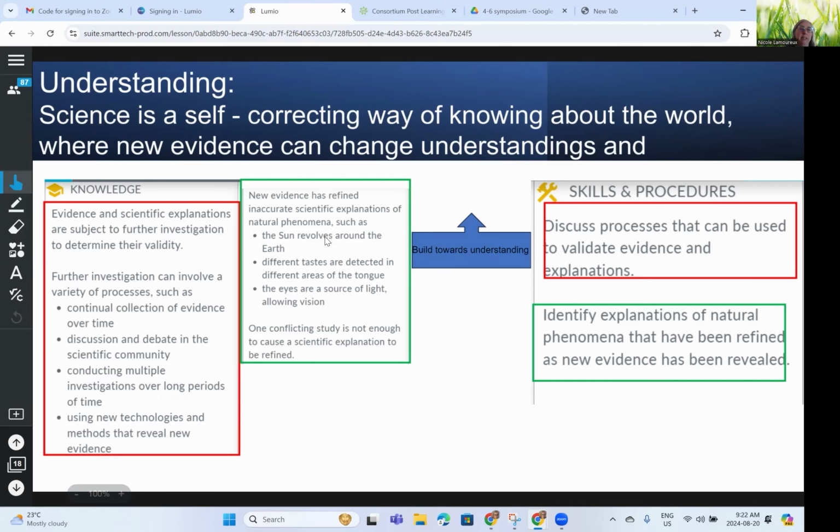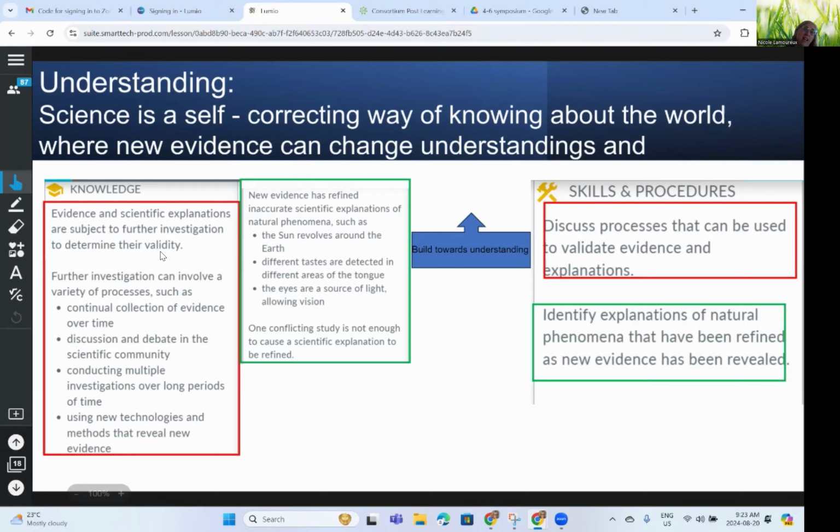Students, the other cusp is that students understand that science is a self-correcting way of knowing about the world, where new evidence can change our understandings. So if we look at the skills and procedures here, discuss processes that can be used to validate evidence and explanations. If we go to the knowledge, it says evidence and scientific explanations are subject to further investigation to make sure they're valid.